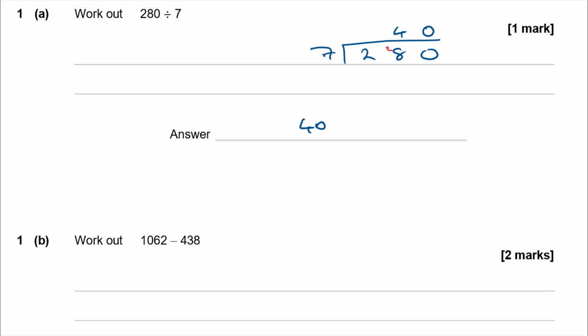Question 1b, work out 1062 minus 438. I'm going to do this one as a column subtraction, I think, so I'm just going to rewrite it in column form like this, and then let's do the subtraction. 2 subtract 8 I can't do, so I'm going to have to borrow one, aren't I? So make that 5. Make that 12, and then 12 subtract 8, that's going to give me 4. 5 subtract 3 is 2. 0 subtract 4 I can't do. I'm just going to borrow that 1, make it 10. 10 subtract 4 is 6, so the answer is 624.